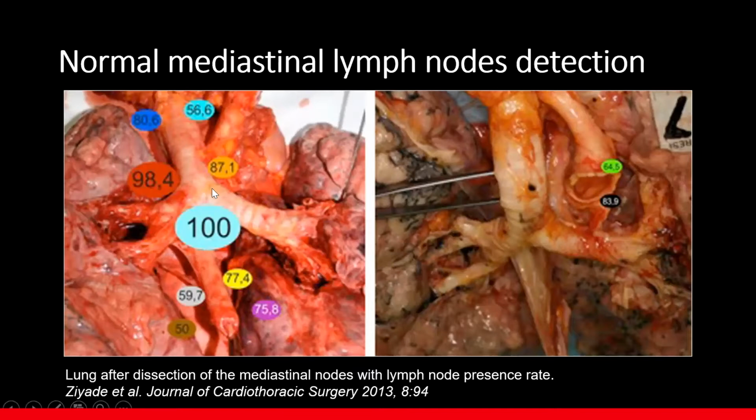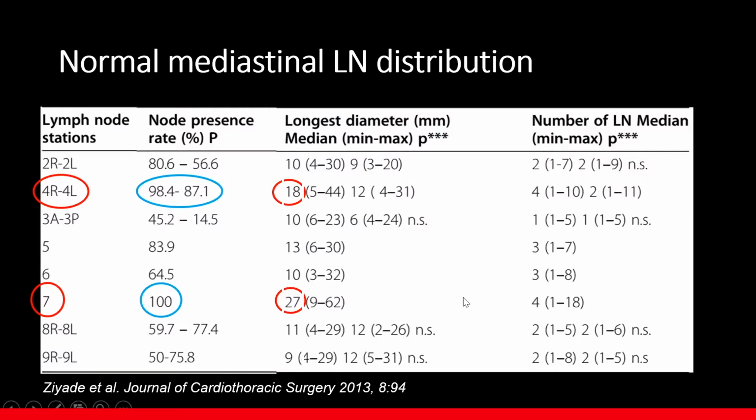As we can see, the subcarinal region is the commonest region where 100% of lymph nodes are present normally in normal people. Right lower paratracheal, left lower paratracheal, station 8, station 9 lymph nodes are also there. So this is the presence of lymph nodes in 4R, 4L, 7 region. This is the longest diameter. As we can see, the diameter varies from 6 to 30 millimeter.